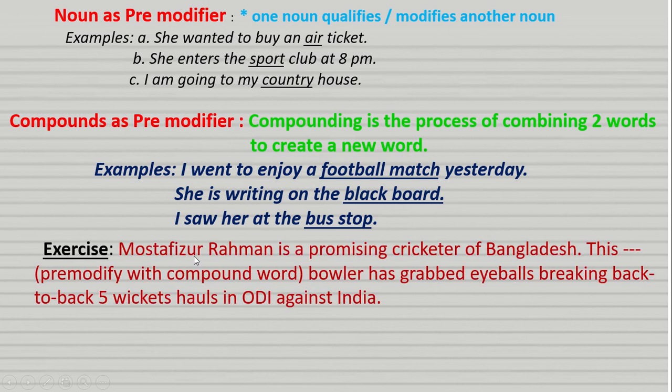See the example. Mustafizur Rahman is a promising cricketer of Bangladesh. This bowler has grabbed eyeballs, breaking back-to-back 5 wickets hauls in ODI against India. In the blank we have to use one compound word. So we have to choose one word that will modify the word bowler. So what type of bowler? We can say that Mustafizur Rahman is a left-handed bowler. So this left-handed is a compound word that will be used here. I think you understand it.